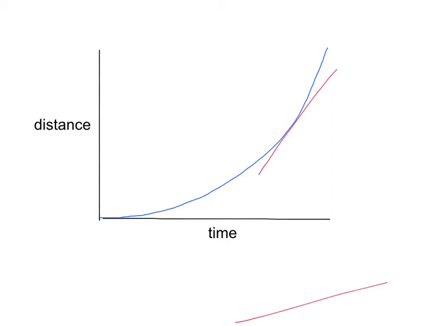And notice if I wanted to find the velocity of the blue car at any other time, I'd have to draw another line. Let's say I wanted to find the velocity at 2 seconds. Let me see, okay, there. So right there at 2 seconds, then I'd have to find the rise over the run of this other line.